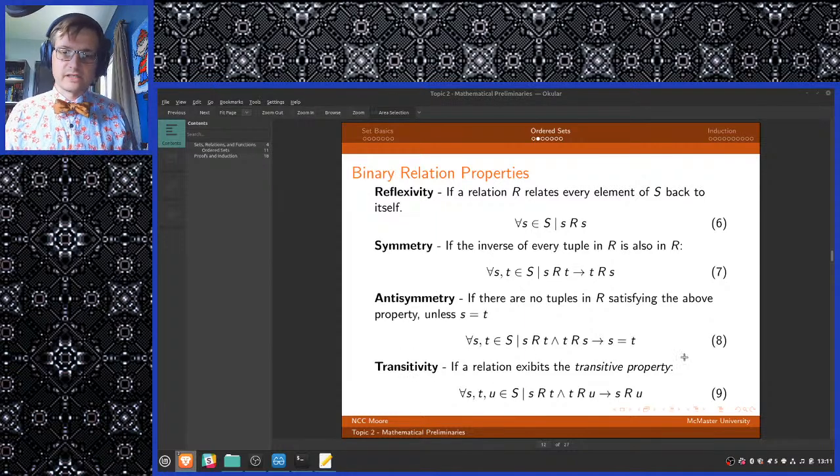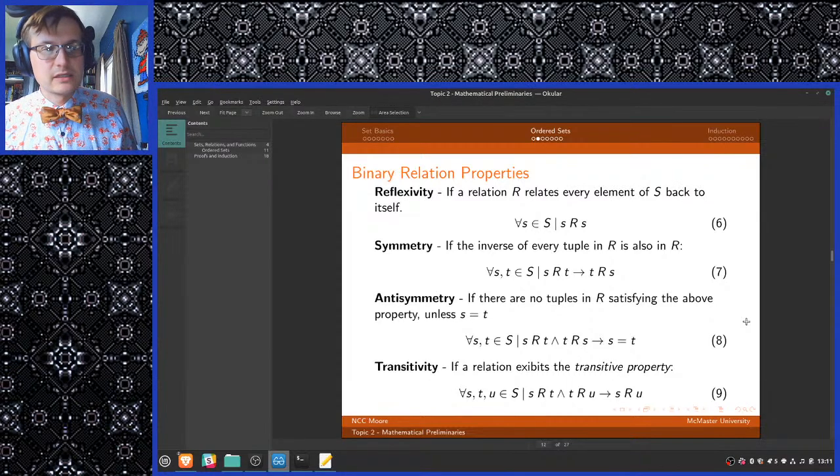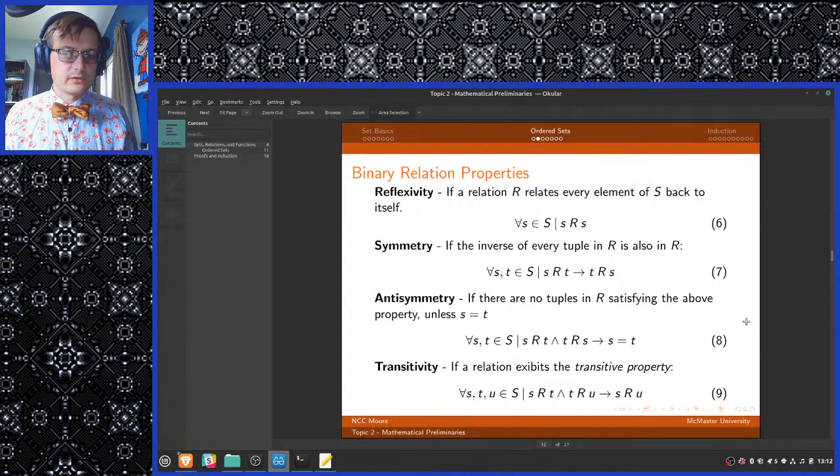So, transitivity. If a relation exhibits the transitive property... Ooh, question. Is S equal to T a relation? Yes. So, S equals T would be an equivalence over S and T. And an equivalence is a relation that is reflexive, symmetric, transitive, and total.